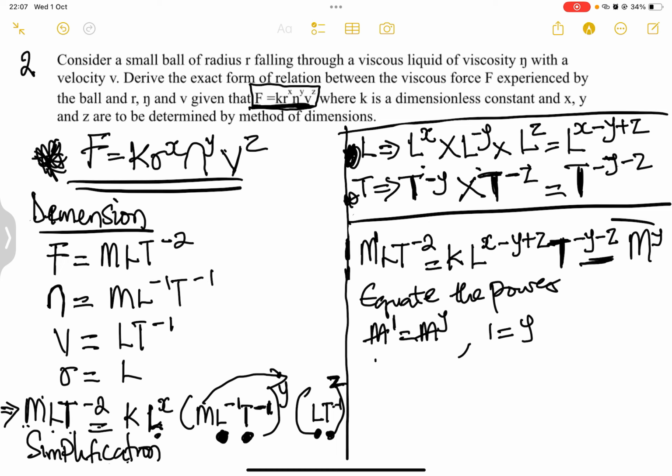Let's go with the one that is 2. That is this one. So we have t on the left hand side raised to power minus 2, and t on the right hand side raised to power y minus z. We cancel out the bases, and we now have minus 2 is equals to minus y minus z. This is nice. At this point, this is my equation 1.